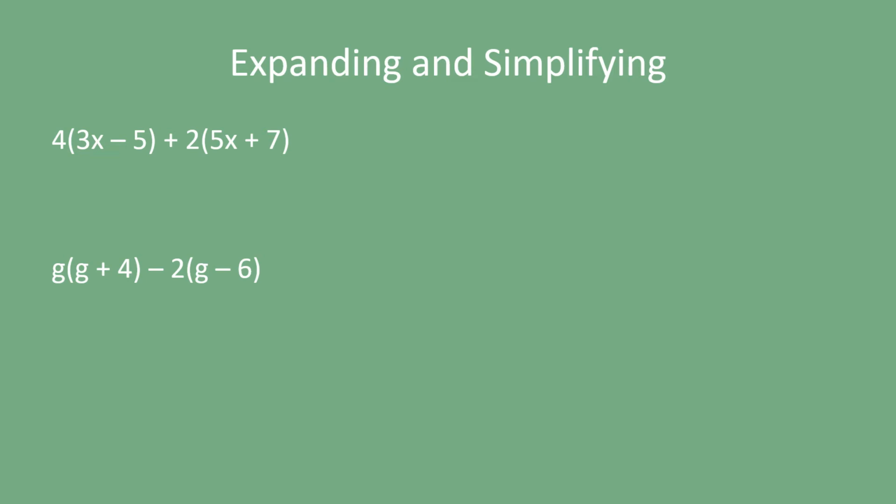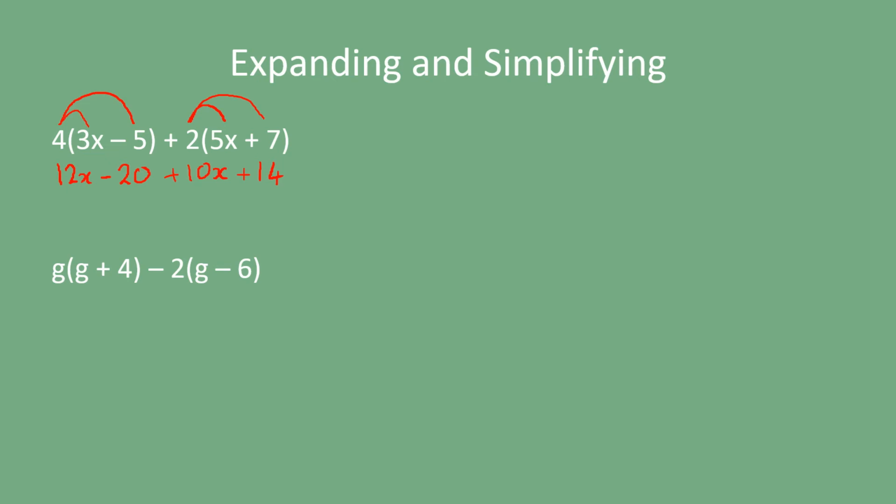So what we're going to do is we're going to expand each bracket separately. So I'm going to go 4 times 3x, that's 12x. 4 times 5, that's minus 20 because it's times minus 5. Then I'm going to do 2 times 5x which is going to give me plus 10x. Then I'm going to do 2 times 4, which is going to give me plus 14.